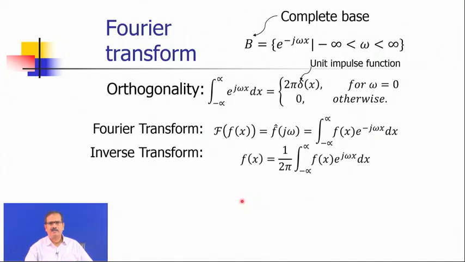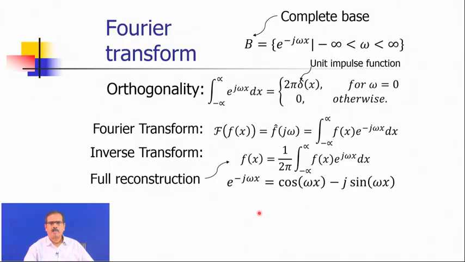And if I take the inverse transform, then once again, this should be F(j omega). There is an error here also. We will correct it in the slide later on. So, F(j omega) gives the corresponding coefficients, and the linear combination of these basis functions will give you the corresponding inverse transform. It gives you the full reconstruction because it is a complete base, as I mentioned.